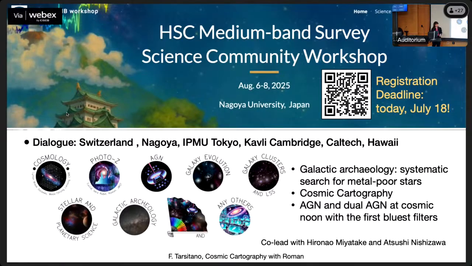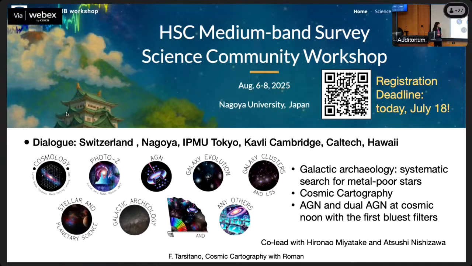Going beyond the cosmology, we can also target galactic archaeology and the galaxy evolution domain. For example, already with the 4 bluest filters, we will be able to study the galaxy population at cosmic noon when we register a peak in galaxy mergers and AGN activity.